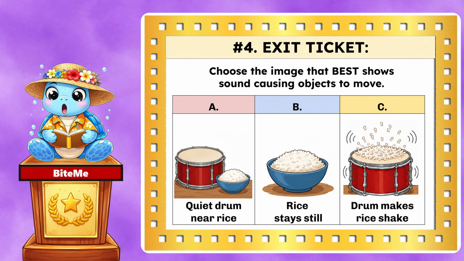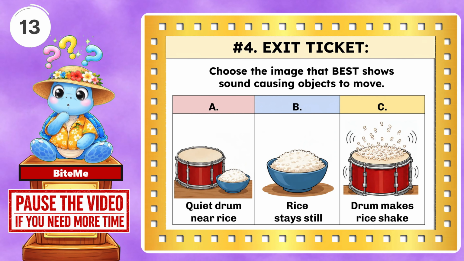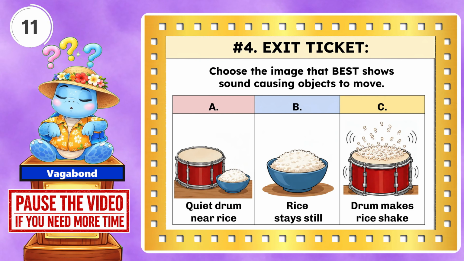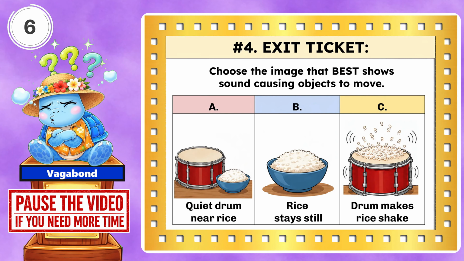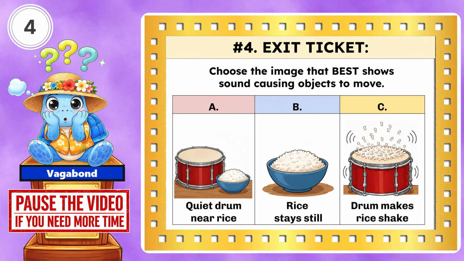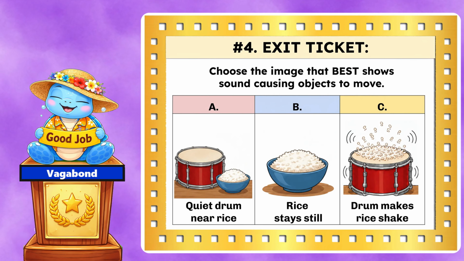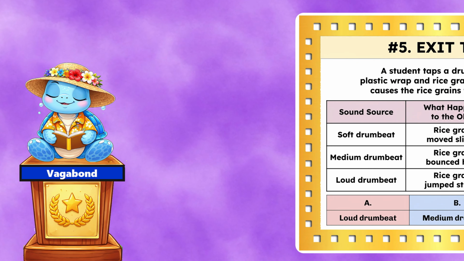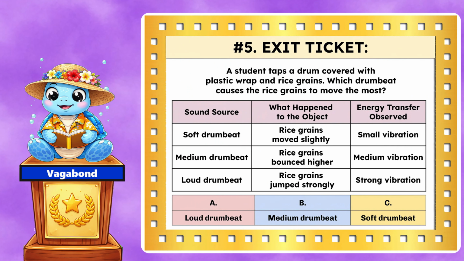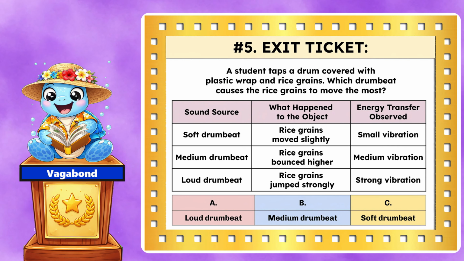Choose the image that best shows sound causing objects to move. And the correct answer is letter C. Drum makes rice shake. A student taps a drum covered with plastic wrap and rice grains. Which drum beat causes the rice grains to move the most?